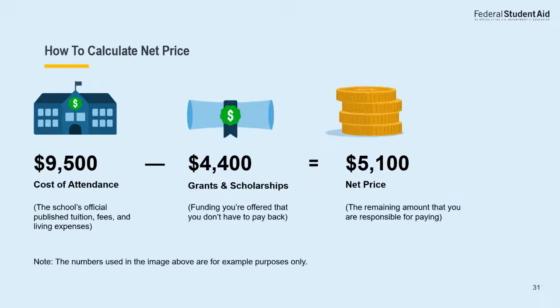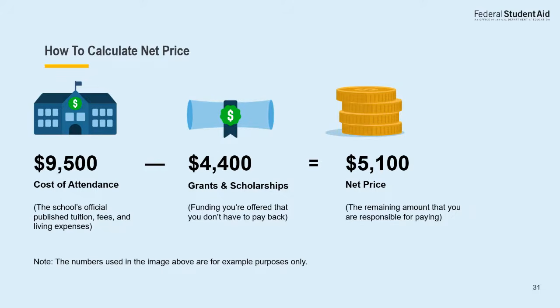So here you see a school has a cost of attendance of $9,500. Now remember, that cost of attendance is more than just tuition and fees. That's all of those living expenses we talked about. We then subtract out the grants and scholarships. Remember, this is free money, money you're not going to have to pay back. And it leaves you with the net price. In this example, $5,100. This is an estimated cost that you will have to come up with to cover all of your potential expenses while attending school for that particular school year.